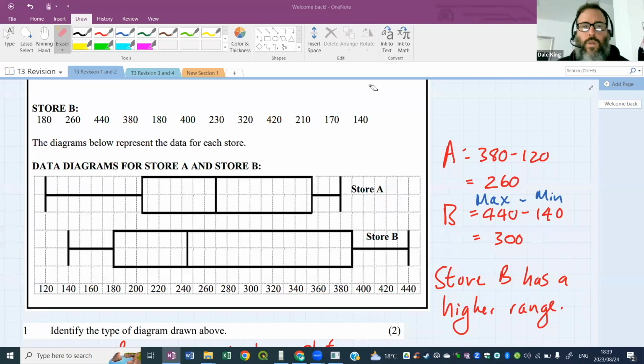Okay, so you're saying store B because it's got a high range. Good, and also it starts at 140, which is above store B. Store B starts at 120, so this one starts above store B and has a bigger range. Yeah, okay, good. That's a good answer. Definitely going to get some marks for that. Thank you, Mrs. Siwe.